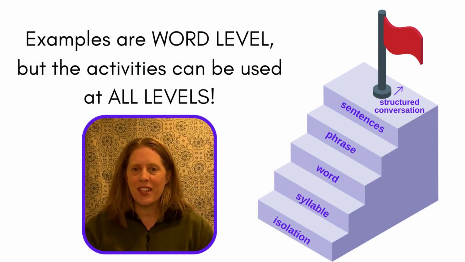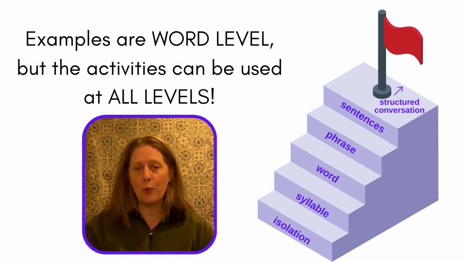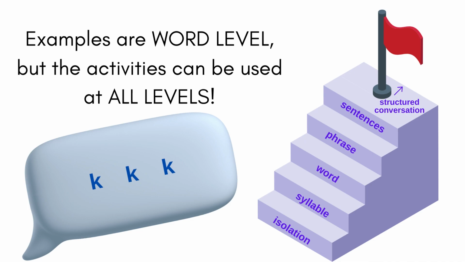All the examples I've given so far are targets that are at word level, but these activities can be used at all levels. At isolation level, simply say your target before you take your turn. At syllable level, give your child the syllable they need to say and ask them to say that syllable when it's their turn. Ba, ba, ba.